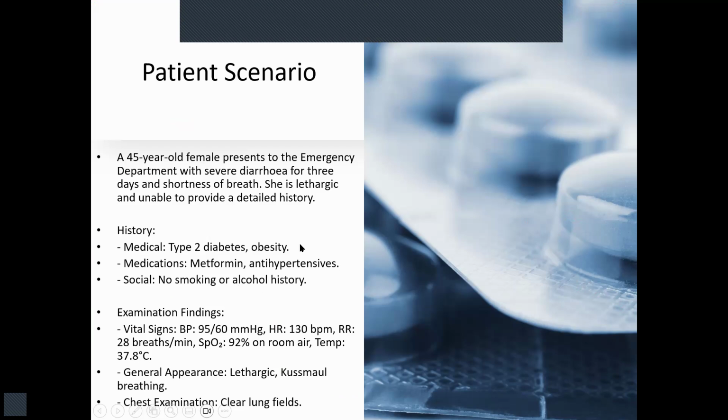Already your mind may be going towards an acidosis because it's a type 2 diabetic patient. She's been having diarrhea, possibly abdominal pain, shortness of breath. Maybe it could be Kussmaul breathing. You may be thinking this could be a DKA. But in any case, a patient who is lethargic and unable to provide you with a good history warrants an ABG. And with severe diarrhea for 3 days, of course, you always worry about electrolyte abnormalities as well. So if your blood gas has the capability to give you electrolytes, then that helps a lot.